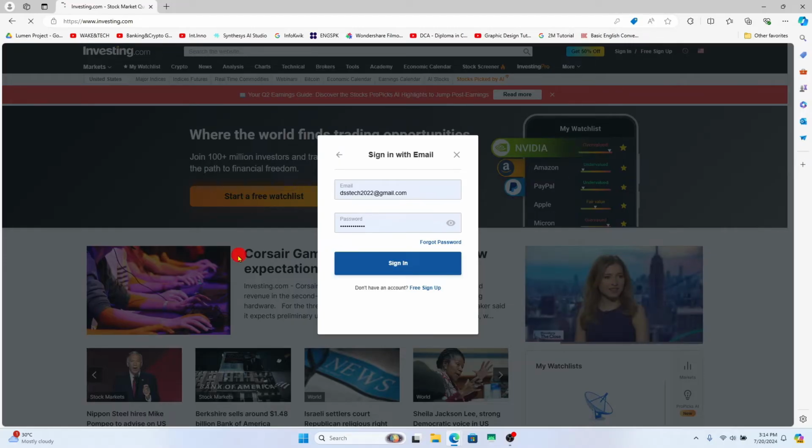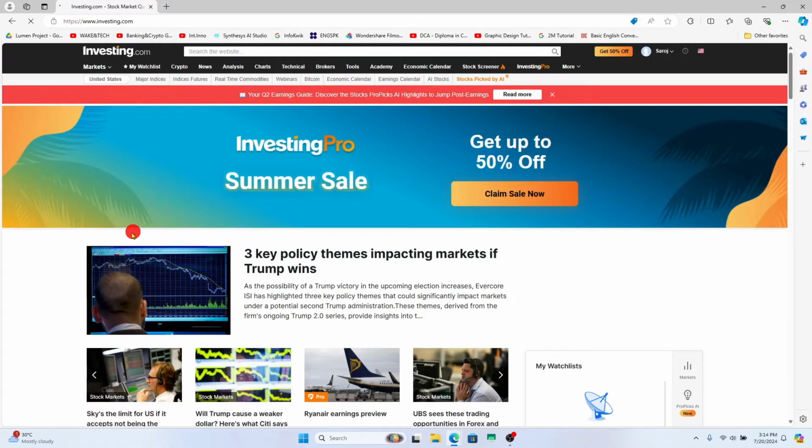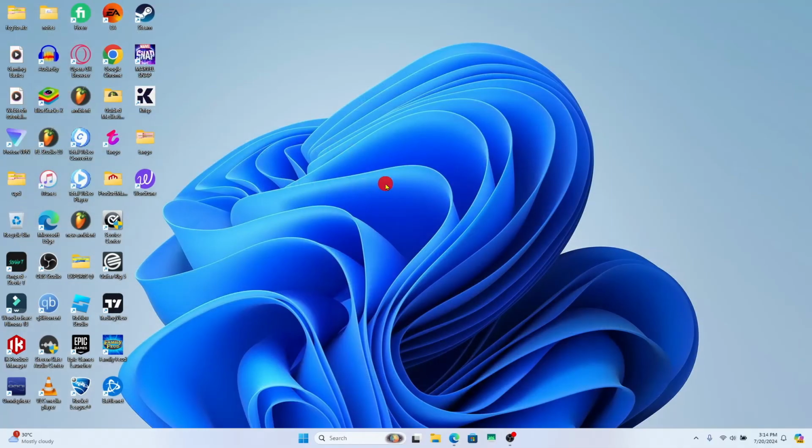investing.com account right away. Once you are logged in, you will be taken into your homepage from which you can immediately start making your trade and access your watch list. And there you have it. That is how easy it is to log into your existing account on investing.com.